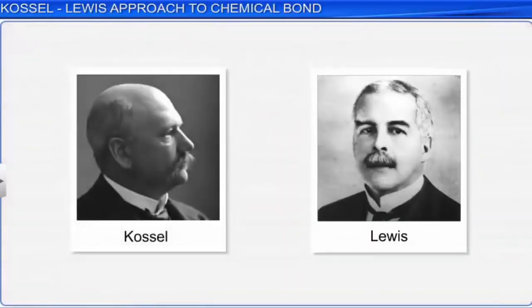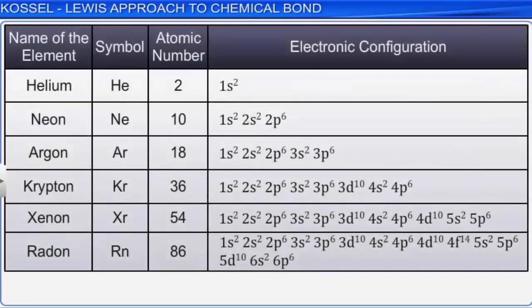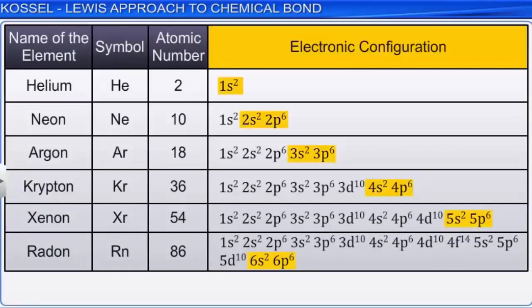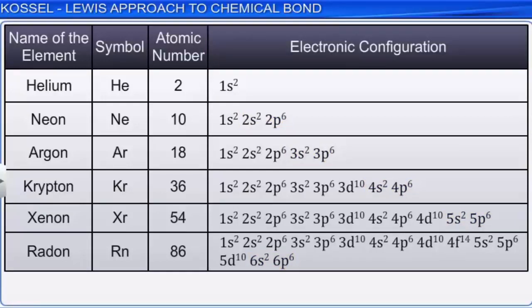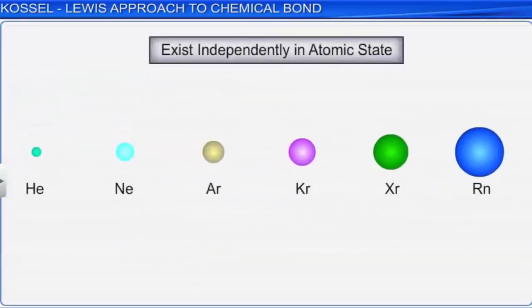Roussel and Lewis made an attempt to explain the chemical bond formation in terms of electrons. According to them, noble gases are chemically inert because they have stable electronic configuration. The stable electronic configuration is due to the presence of either 8 electrons in the outermost shell, called octet configuration, or 2 electrons in the first shell, called duplet configuration. Hence, they exist independently in atomic state.